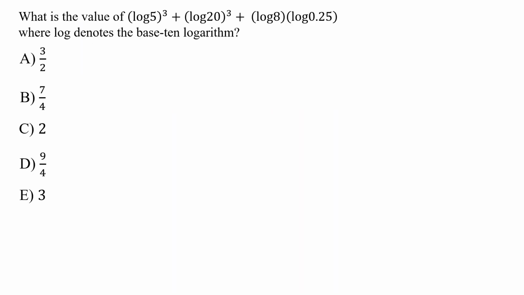The question is, what is the value of (log 5)^3 + (log 20)^3 + log 8 × log 0.25? How can we solve this?